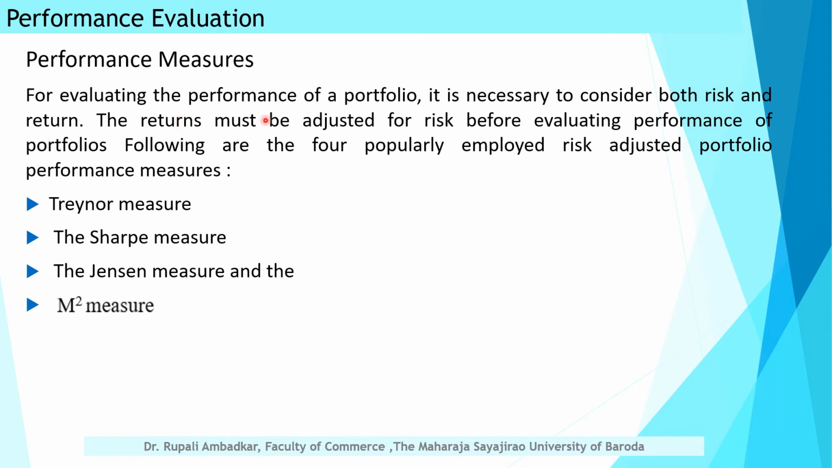For evaluating the performance of a portfolio, it is necessary to consider both risk as well as return. The returns must be adjusted for the risk before evaluating the performance of portfolios. The following are the four popularly employed risk adjusted portfolio measures: Treynor's measure, the Sharpe measure, Jensen's measure, which is called Jensen's alpha, and the M-square measure. Today we are going to learn about Treynor's measure.